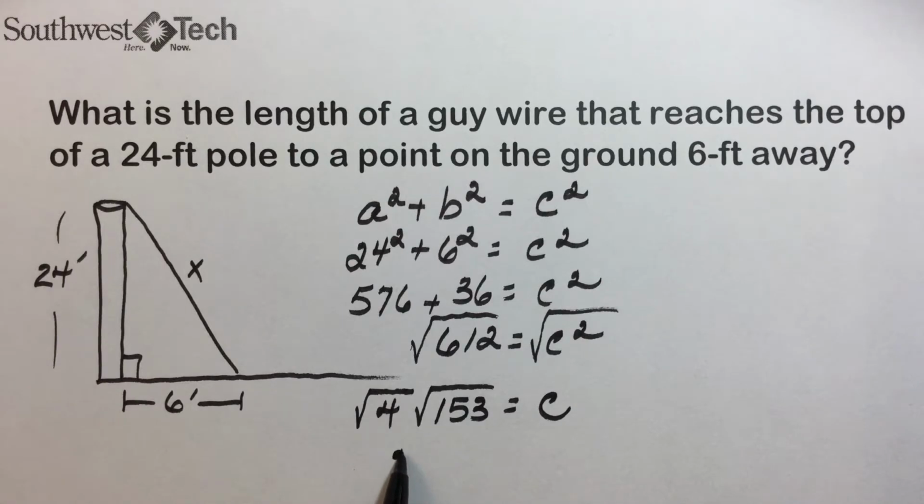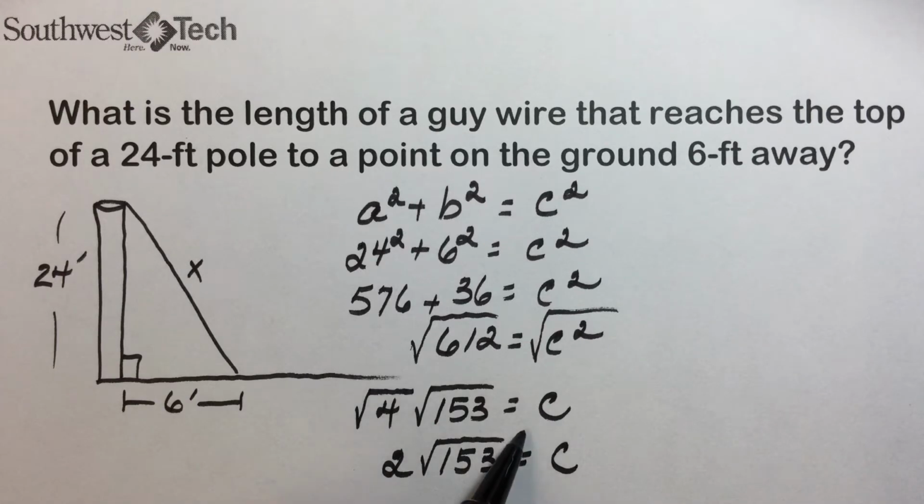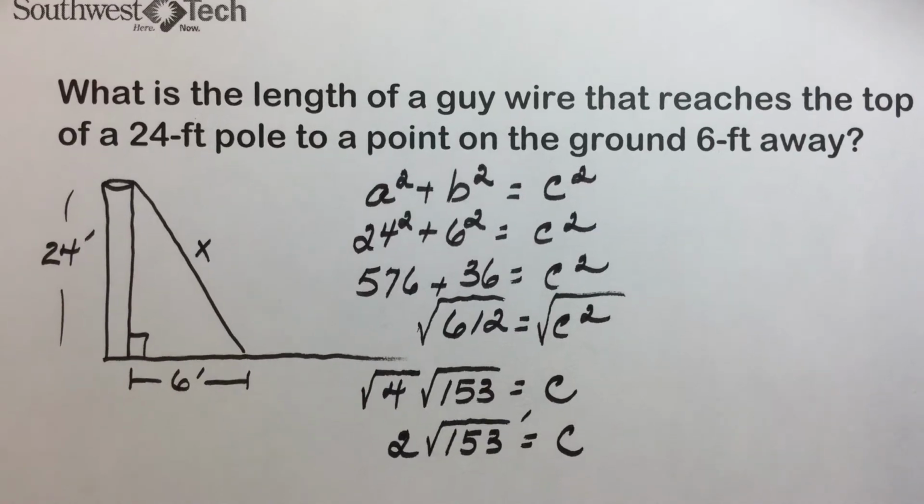Square root of 4 is 2. 153 does not break down any further. It's not a perfect square. So for an exact answer, we would say 2 times the square root of 153 feet.